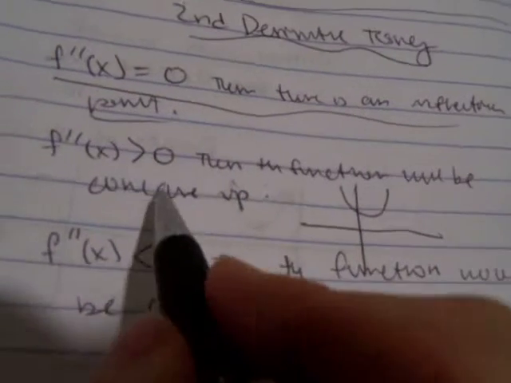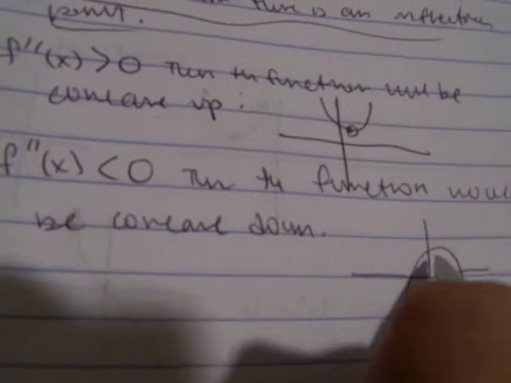Now, concave up means that there will be a relative min, while concave down means that there will be a relative maximum, wherever that is right there. Okay, so not every one of the ones that you get here will be inflection points. Let's see.